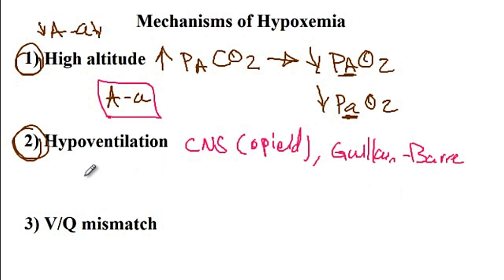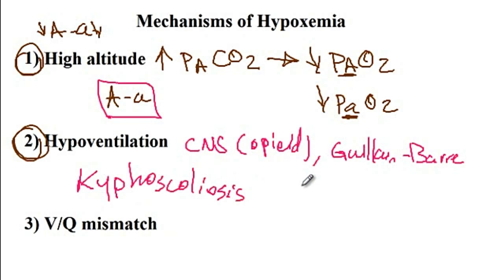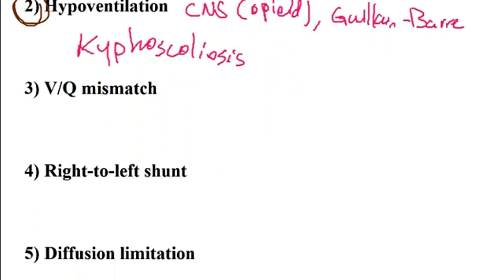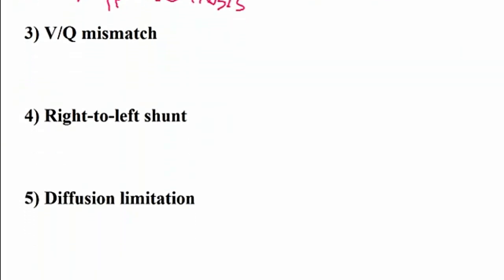Or sometimes there is a mechanical problem with the chest wall, like for instance kyphoscoliosis, as a consequence of which there would be a problem with the respiration. But again, there would be a proportional decrease in both the alveolar and arterial partial pressure, and thus the AA gradient remains the same. Now with the other three conditions that I've listed here, the AA gradient will increase.